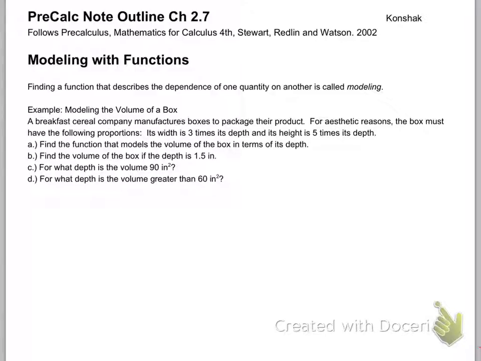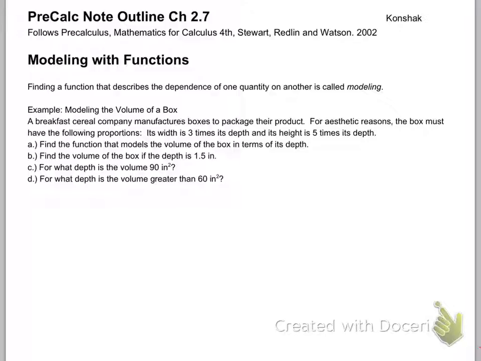A breakfast cereal company manufactures boxes to package their product. For aesthetic reasons, because it's got to look pretty, the box must have the following proportions. Its width has to be 3 times its depth, and its height is 5 times its depth. That's all it gives us. We don't know its depth, but it all seems to be related to its depth.